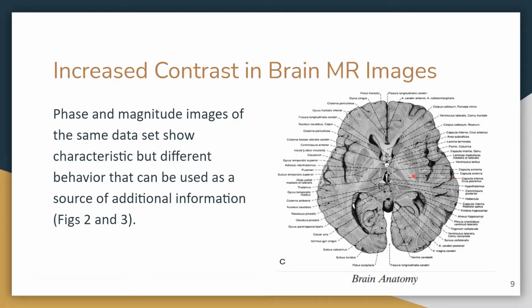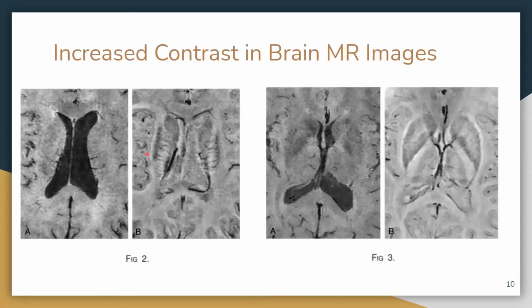Here we see in this, the figures 2B and 3B show phase images in which the capsula externa, capsula interna, and capsula extrema can be identified clearly, which has a clear contrast compared to the anatomic image. Here we have the clear contrast than in the magnitude images of different slices.